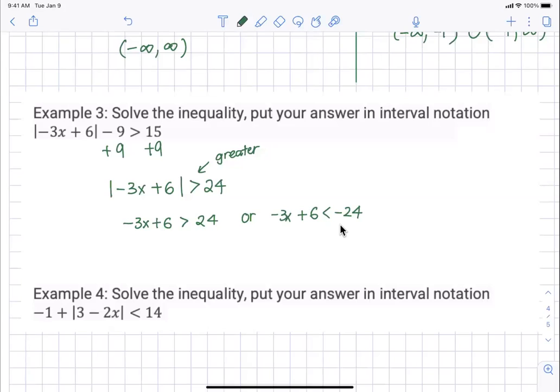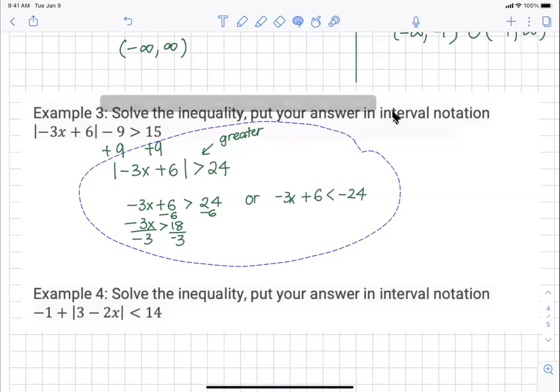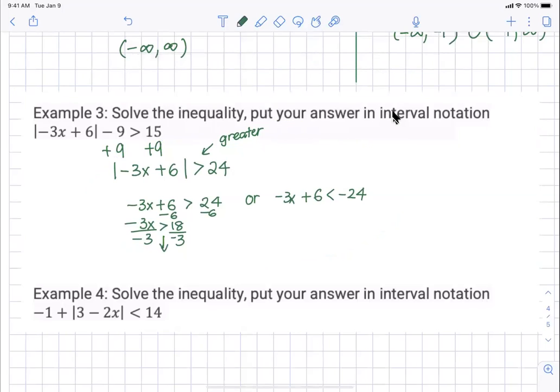All right, and then we solve. Subtract 6 on both sides, and we're going to have negative 3x greater than 18, and then we divide both sides by negative 3. And remember, when you have an inequality and you divide by a negative, you need to change the inequality sign. So I will have this become less than, and this is going to be x less than negative 6.